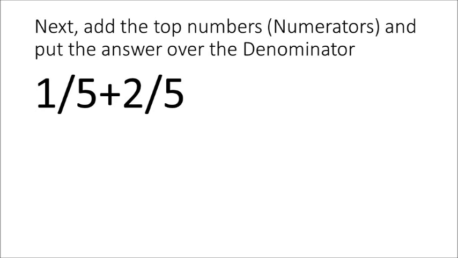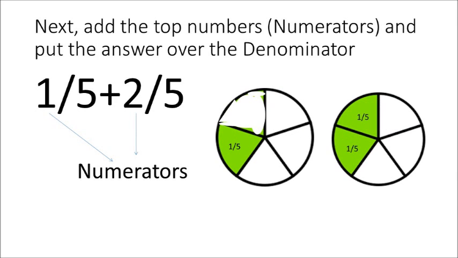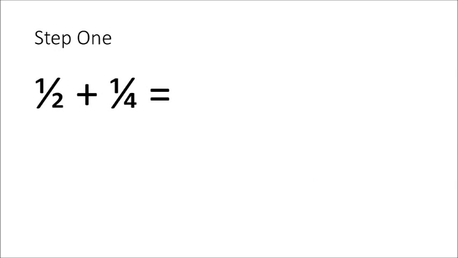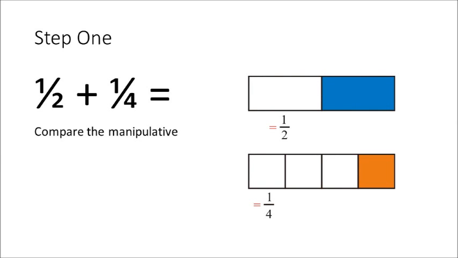The next step is to add the top numbers, the numerators, and put the answer over the denominators. In this case, the numerators are 1 and 2. As I've demonstrated in the manipulatives over here, the circles I shaded in the green part for the 1/5 and 2 parts for the 2/5. When we add the numerators 1 and 2, we get 3, so it equals 3/5. As you can see, I also demonstrated it down here in the manipulatives where one whole was divided into fifths, and where 1/5 was added to the 2/5 equals the shaded 3/5 of the circle.